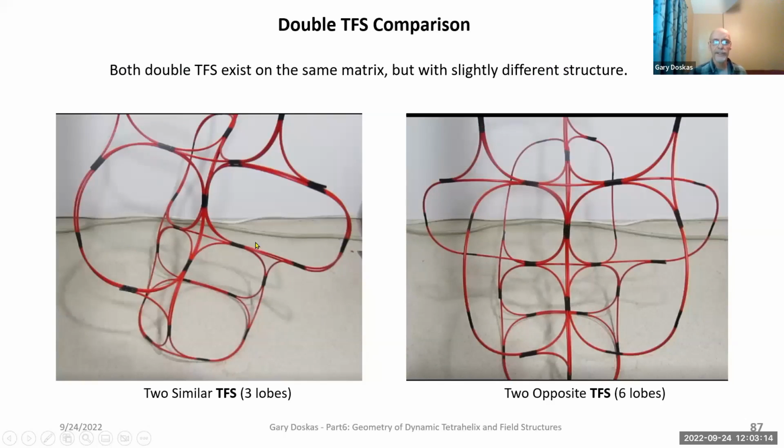So on the left here, this is just the resulting structure when two similar-handed TFSs are merged together. And it's got these three lobes around the center of it, two arcs wide. And it shows up a little bit differently with the bonding of two opposite-handed TFSs. The loop structure around the center of it just shows 6 single loop structures.